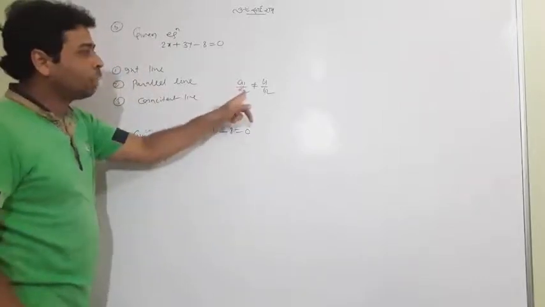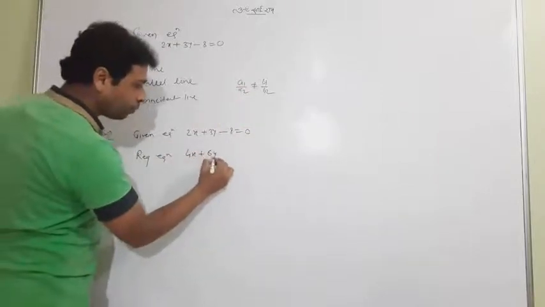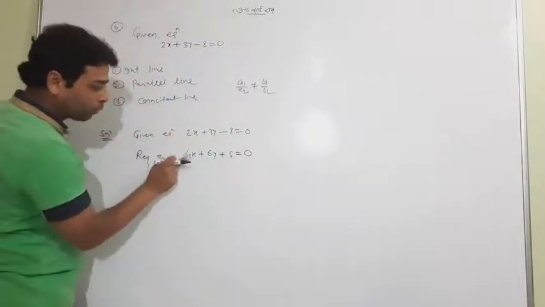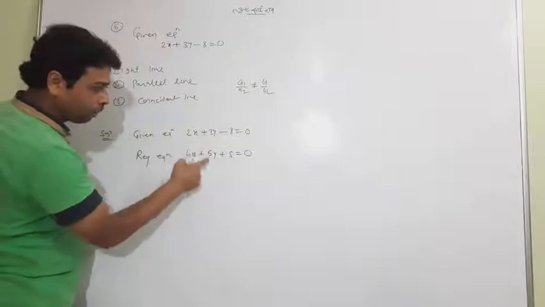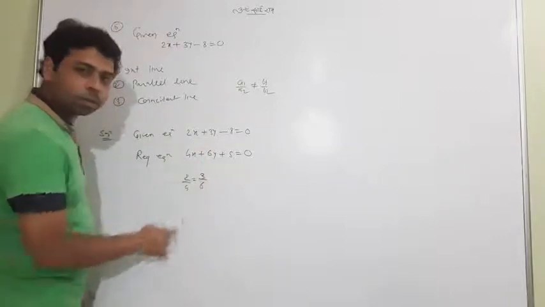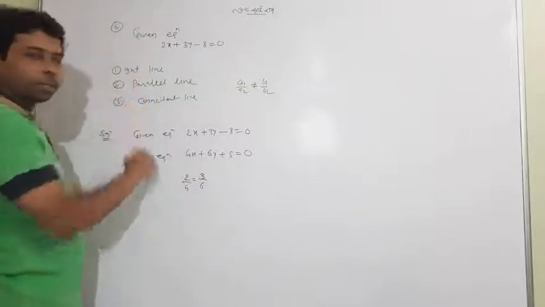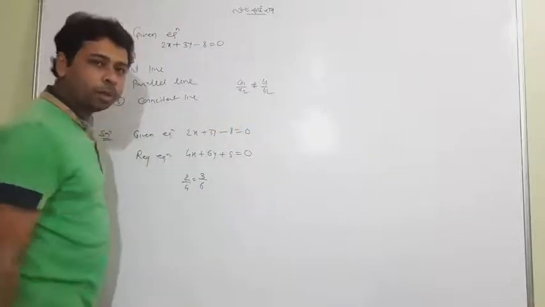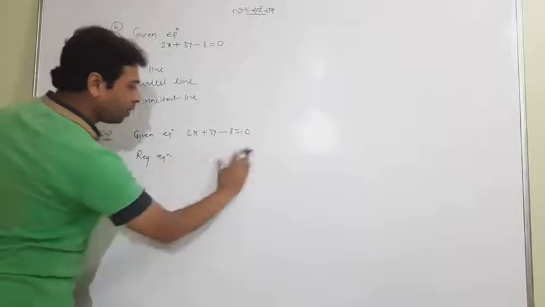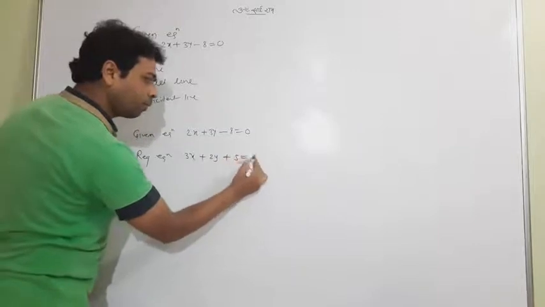Just choose a1 upon a2 not equal to b1 upon b2. Suppose one chooses 4 and 6, but that is wrong. Why? Because 2 upon 4, a1 upon a2, and b1 upon b2 are both the same. 2 1s are 2, 2 2s are 4, 3 1s are 3, 3 2s are 6. Same. Meaning this option is wrong. This time it will not be intersecting lines, because for intersecting lines both should not be equal. So choose some other value, suppose I write 3 here and 2 here. Anything is fine.